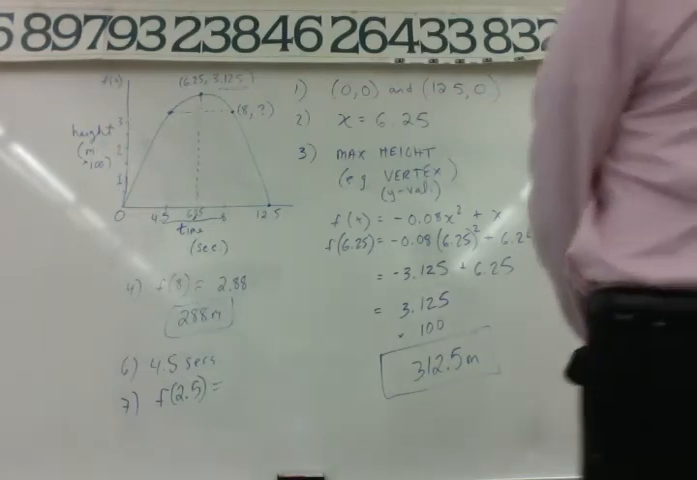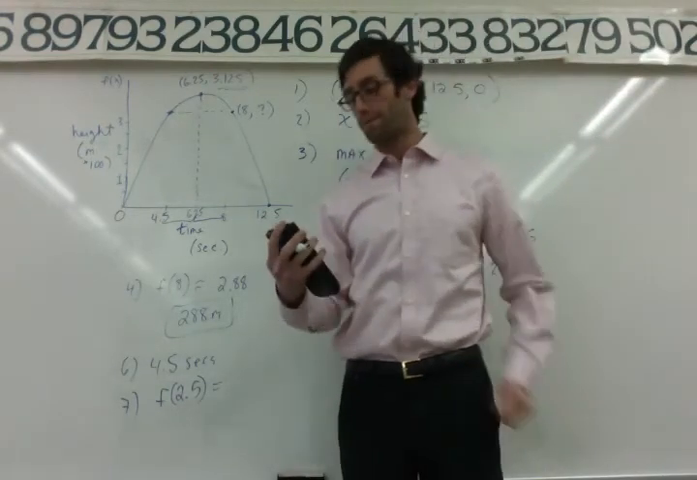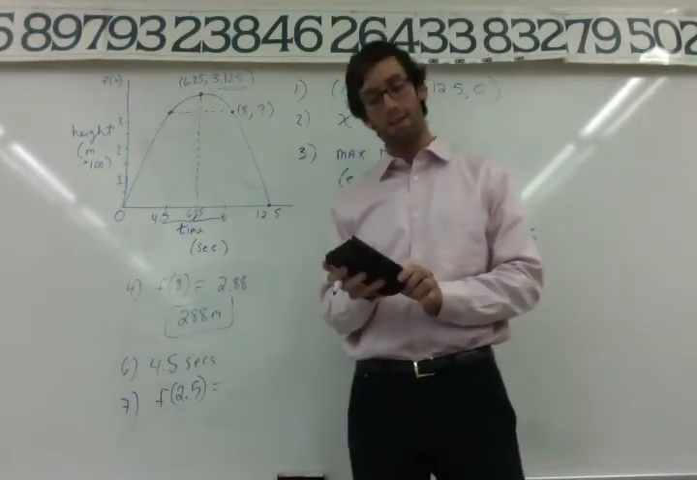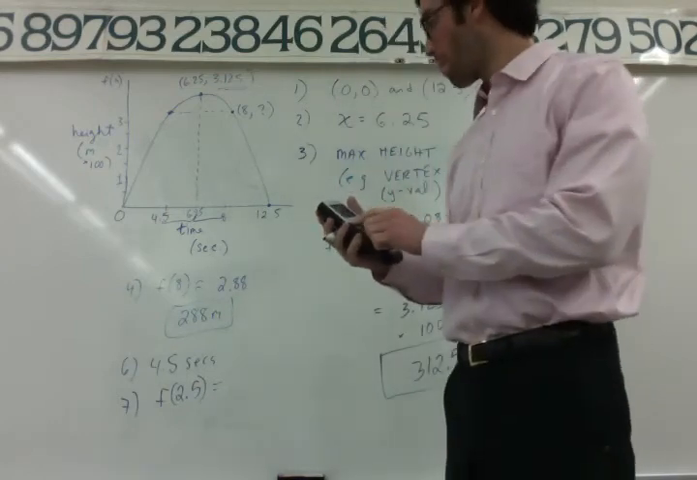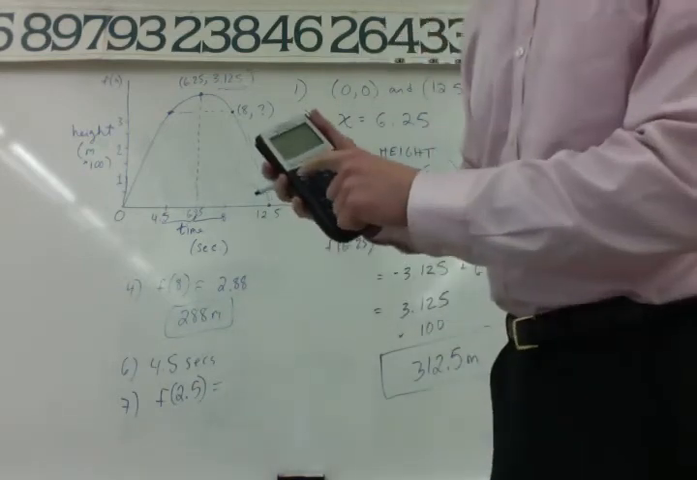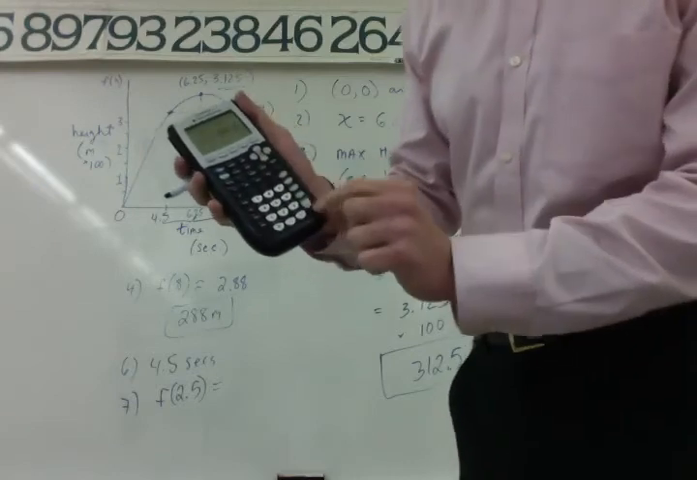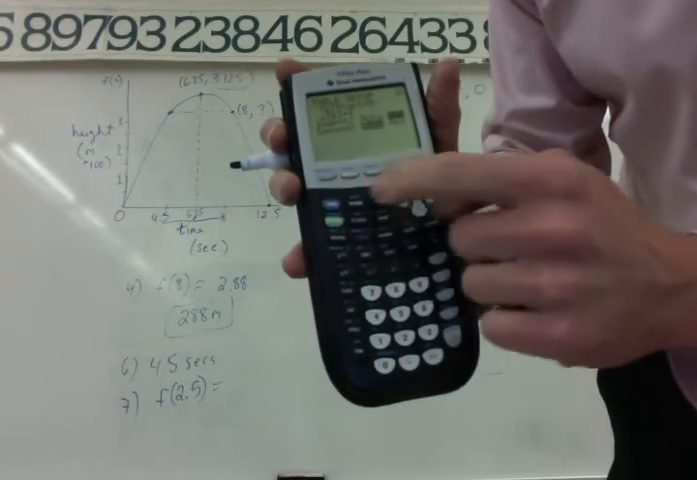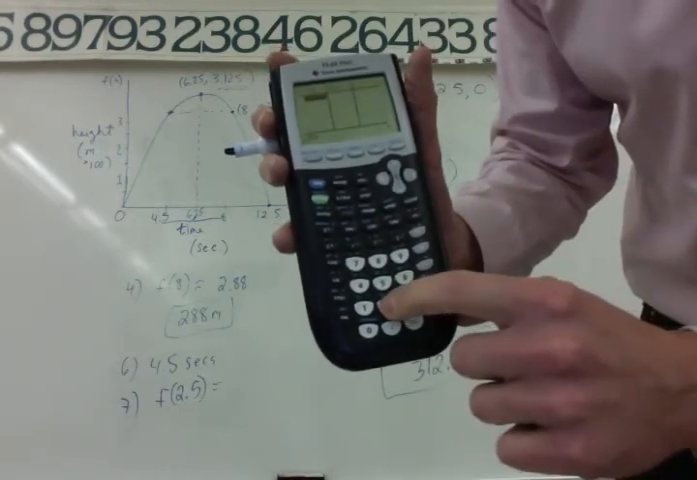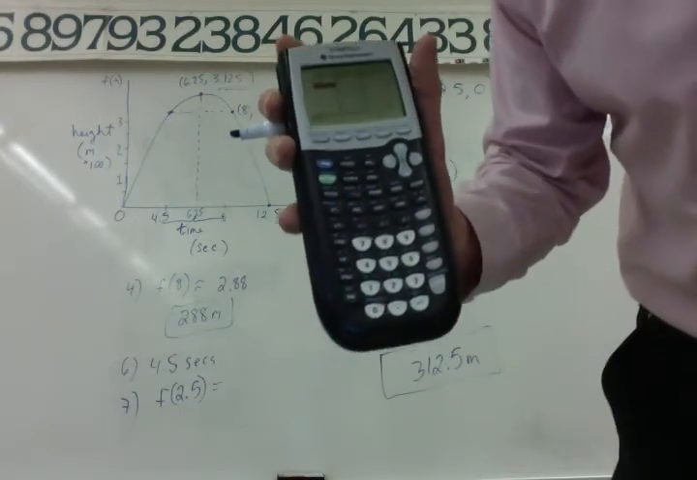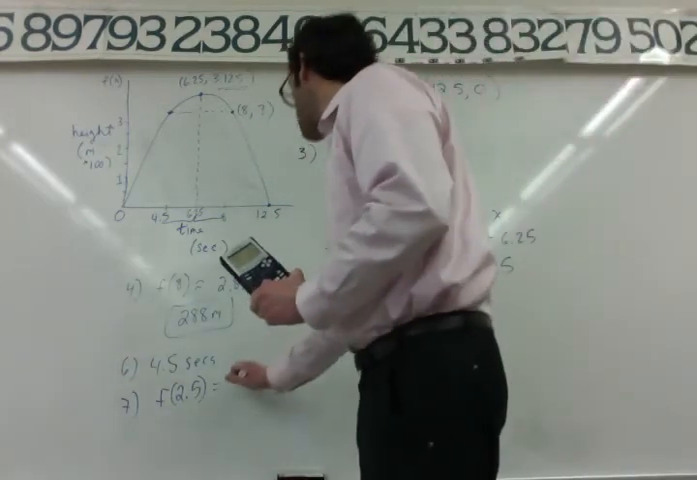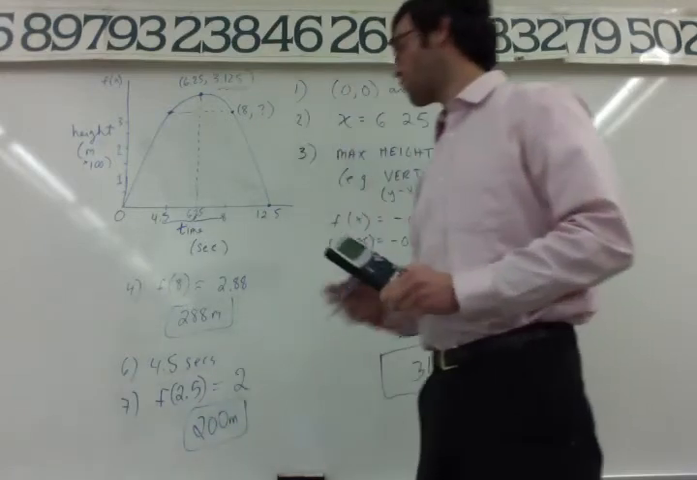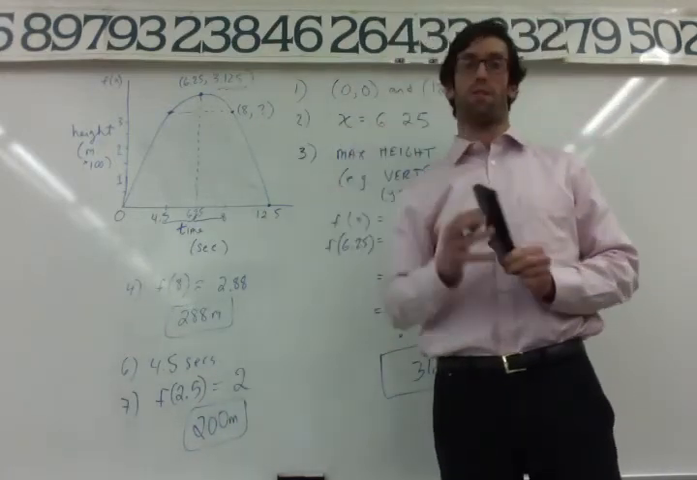Okay? It's just kind of a review. It's the same kind of problem as 4. So again, if we have the table all set up, nice and neat, table set, you want to have this showing, and go to ask, and then go back here and just type in 2.5. And you get 2. And again, that means 200 meters. So the height after 2.5 seconds is 200 meters, all right?